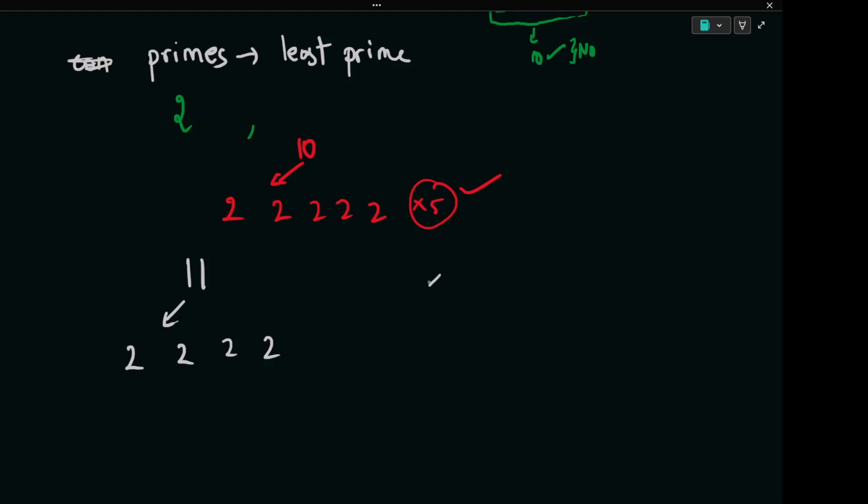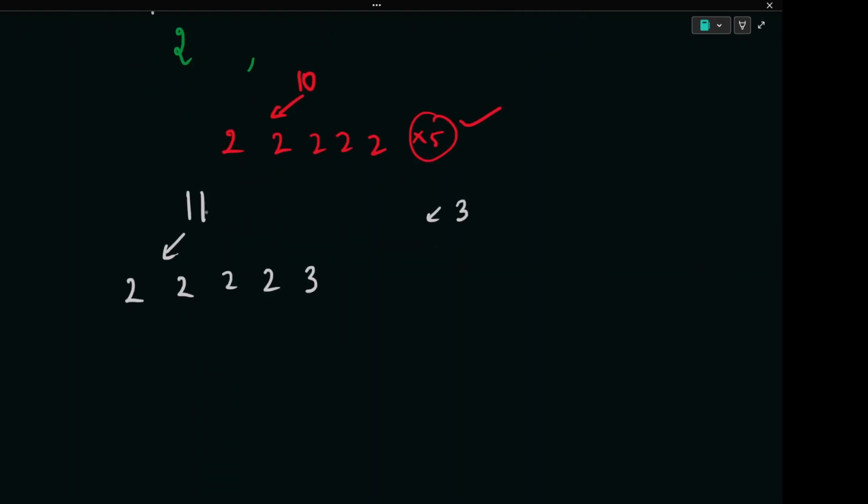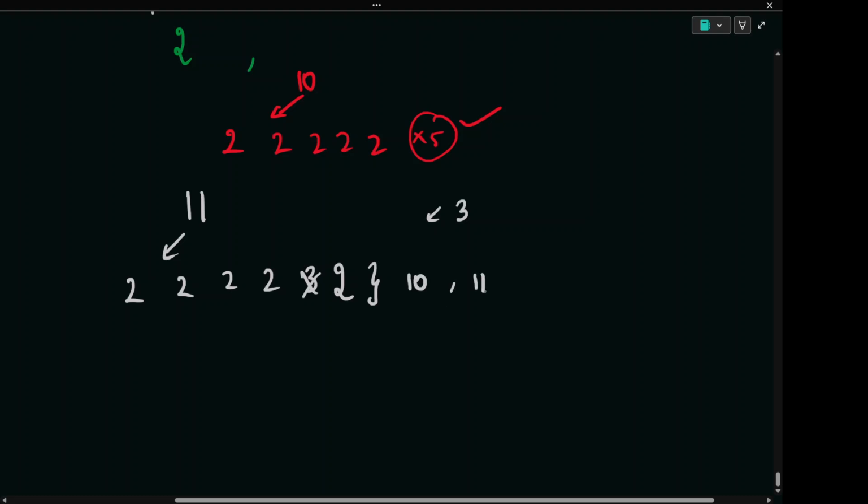So what is the next smallest prime? Which is 3, correct? If you only have 2's, then the sum will be 10, but we need the sum as 11. So what we can do is remove one 2 and add 3. Now, is there any other way to represent 11 better than this?